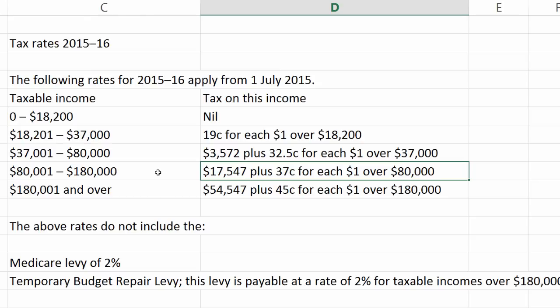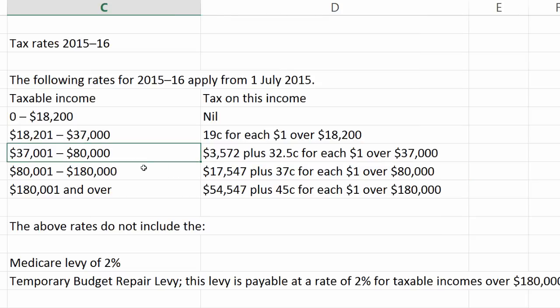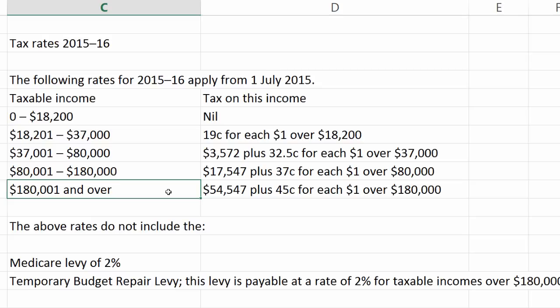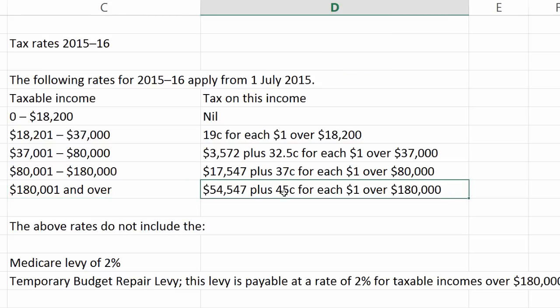Now, if someone was earning, say, $79,000 and they got a pay increase to $84,000, it's only the $4,000 that's in that band that would be taxed at the higher rate. The first part is taxed at the lower rate of 32.5%. Over $180,000, they're taxed at 45 cents in the dollar for every dollar over 180k.